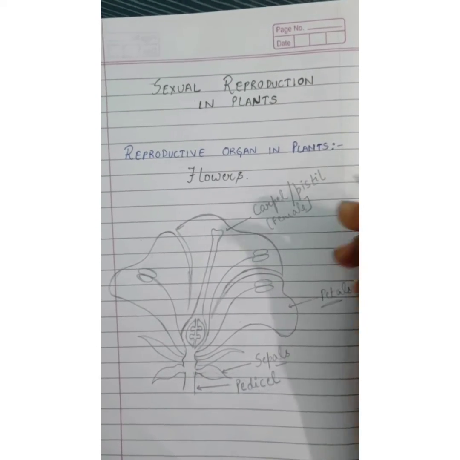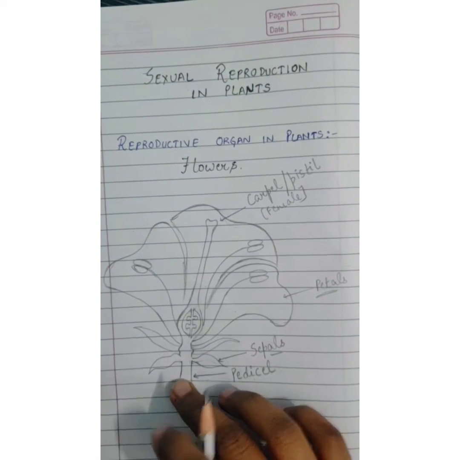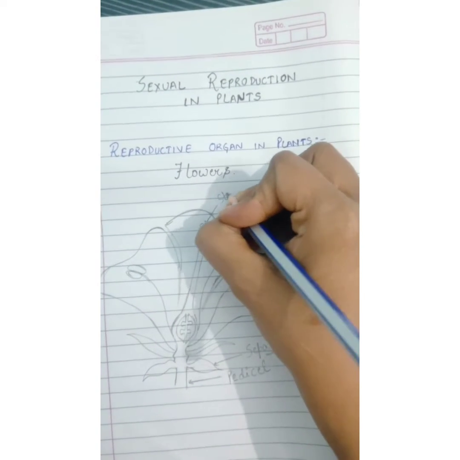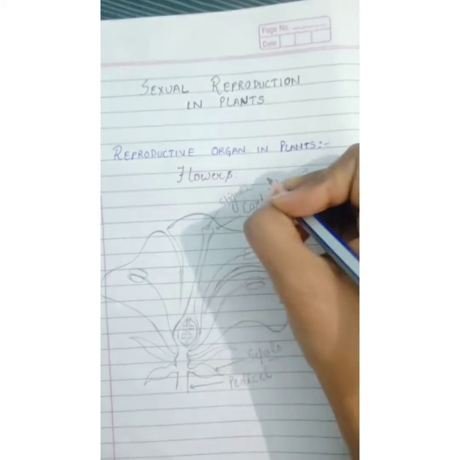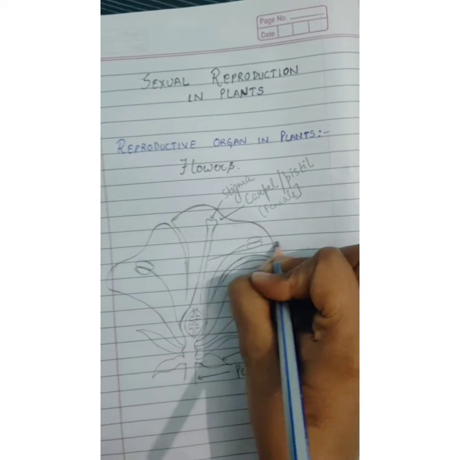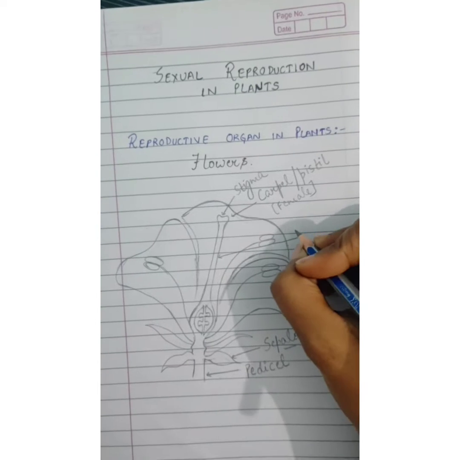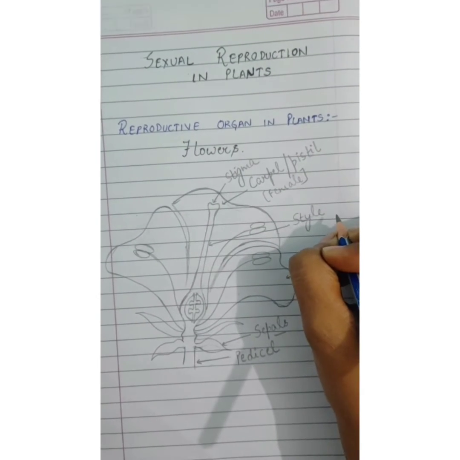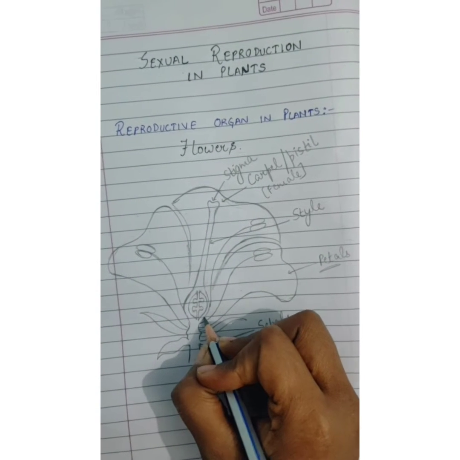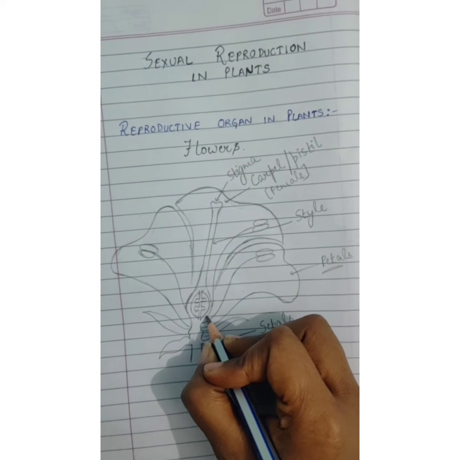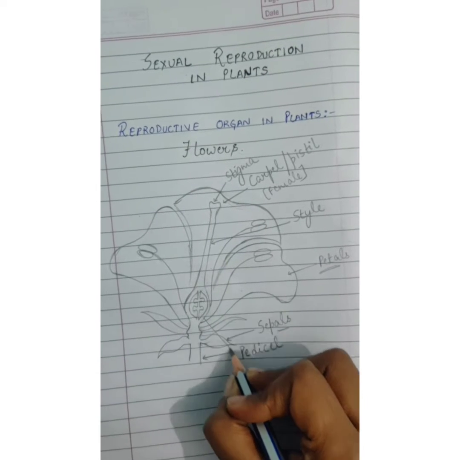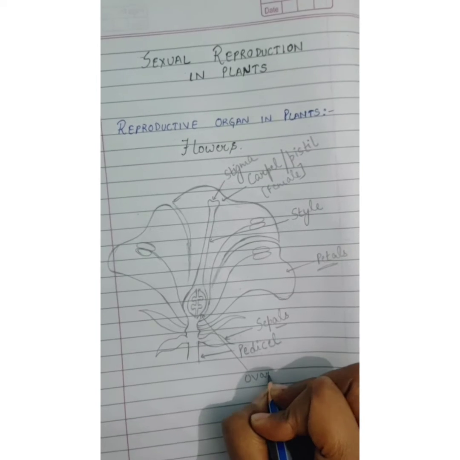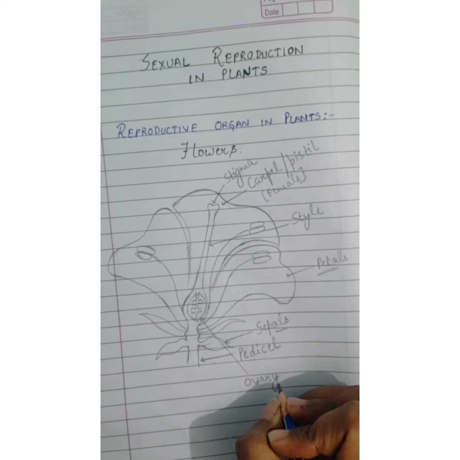This female part consists of three subparts. This uppermost part is known as stigma, S-T-I-G-M-A, stigma. This tube-like structure in the middle is known as style, S-T-Y-L-E, style. And this swollen part at the bottom is known as ovary, O-V-A-R-Y, ovary.